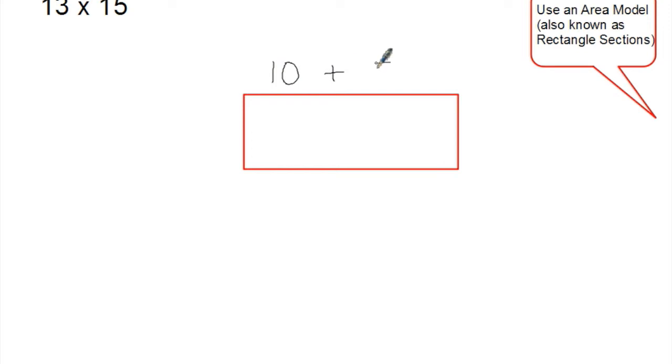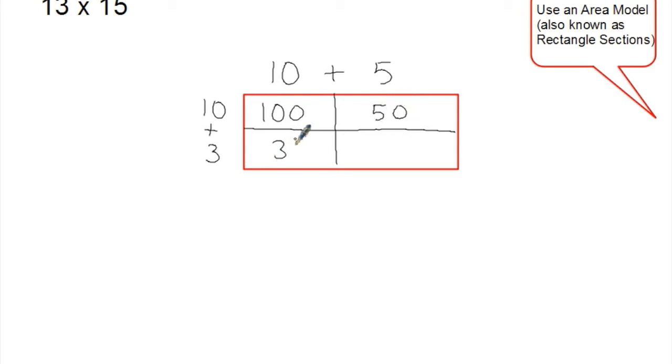Instead of multiplying 13 times 15, let's turn 15 into 10 plus 5, and 13 into 10 plus 3. Create your partitions wherever you have an addition symbol, and now look at how easy this is. Notice the difference. 10 times 10 equals 100. 10 times 5 equals 50. 10 times 3 equals 30. 5 times 3 is 15. You have your 4 products.